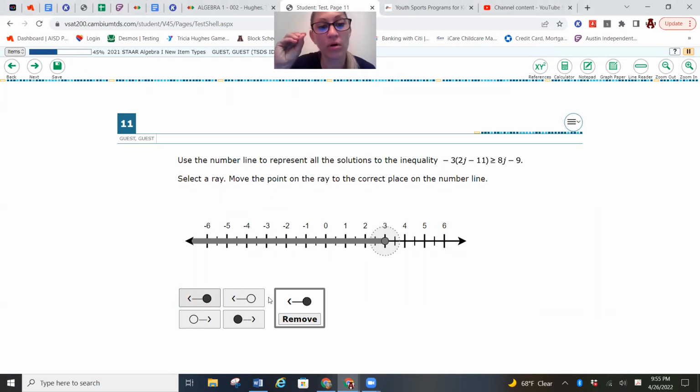Because it's equal, I have to use a solid black dot. Because it's less, I'm going to point it to the left. Save, move on.